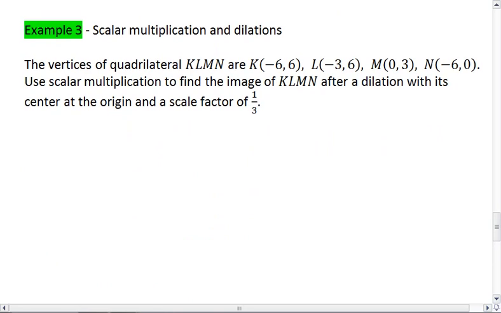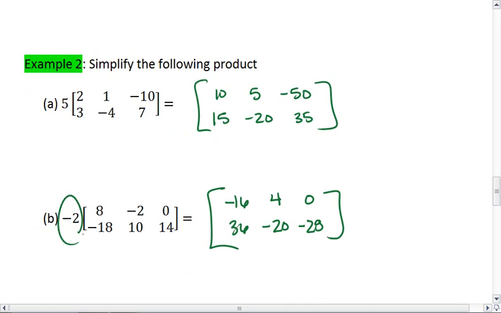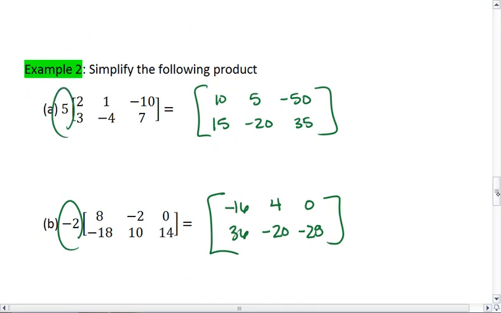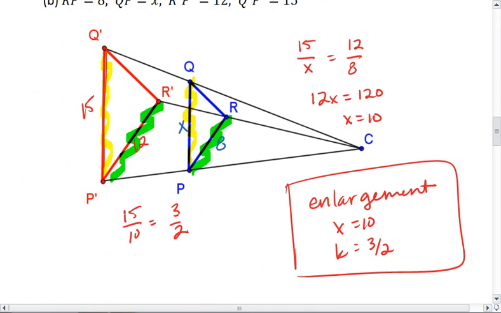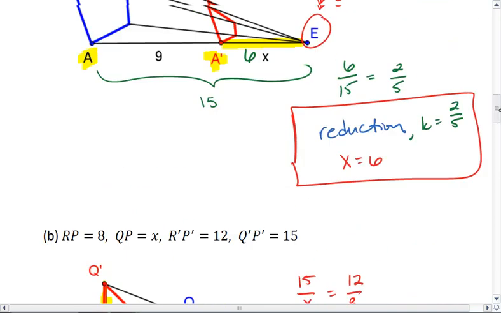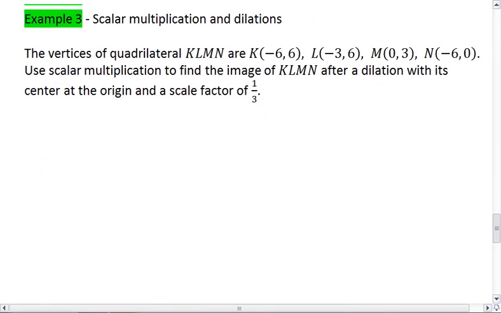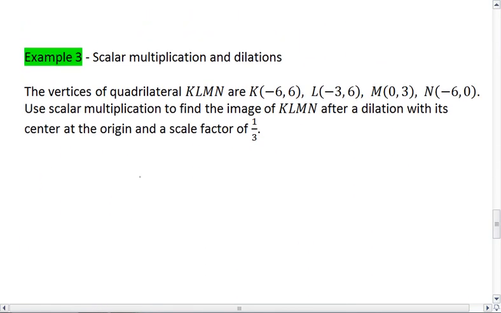Alright, example 3, scalar multiplication and dilations. What we see is that we can use a scalar for a multiplication with matrix the same way we use scalars in dilations. So I know you, or hopefully you remember, that to represent a dilation with coordinates, we multiply by our scale factor. So we end up with, let's say we're scaling by 3. Our ordered pair goes to 3x, 3y. Well, with matrices, we take the matrix and we just multiply by the scale factor up front.